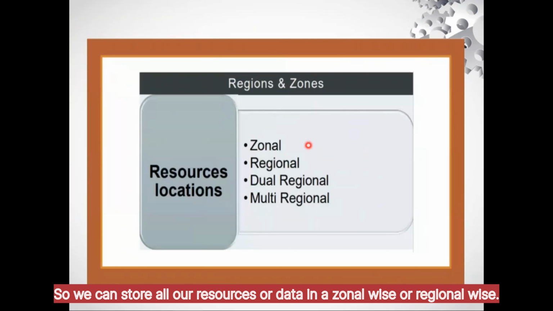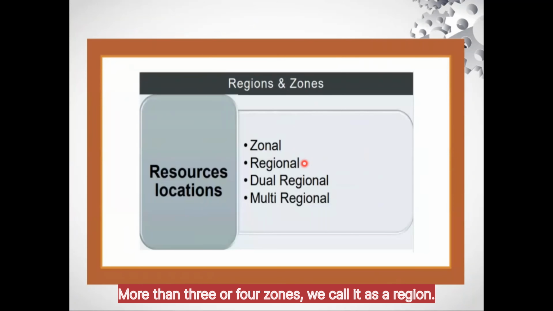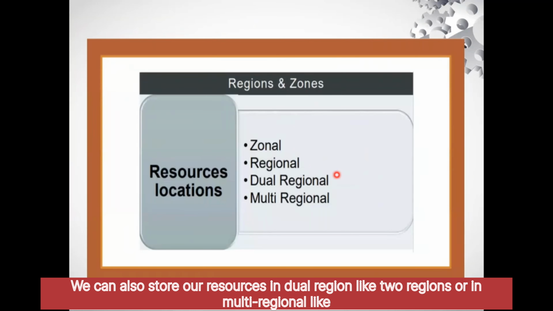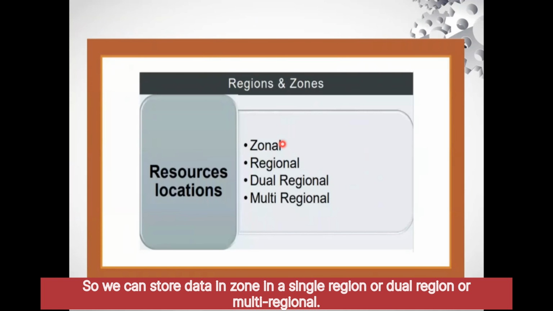So we can store all our resources or data zonal-wise or regional-wise. What is a region? More than 3 or 4 zones, we call it a region. We can also store our resources in a dual region, like two regions, or in a multi-region, like more than 2 or 3 regions, we call it multi-regional. So we can store data in a zone, in a single region, in a dual region, or in a multi-region.